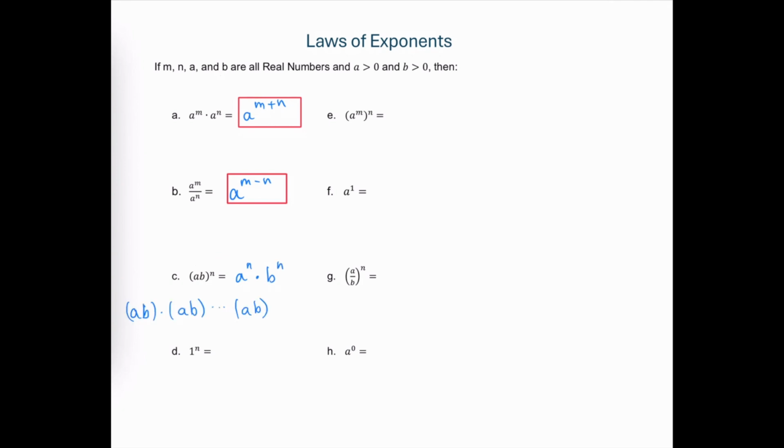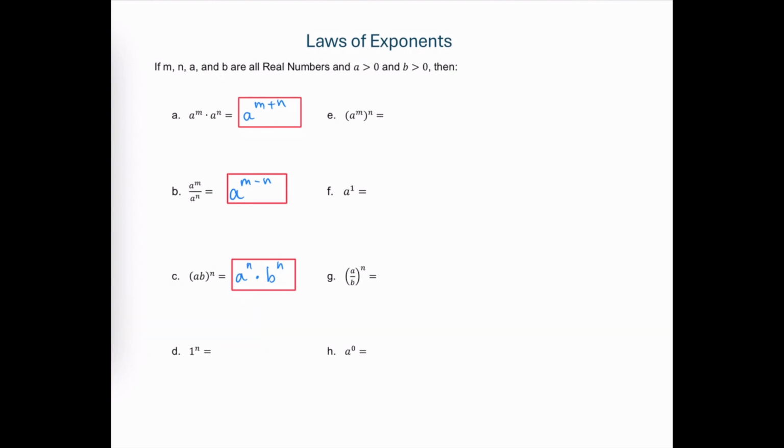And essentially this is true because if we have ab times itself n times, the associative and the commutative property of multiplication allows us to rewrite this as a times a n times, and then b times b n times. So this is a raised to the n power times b raised to the n power, which is what we said this product would be equal to in the first place.